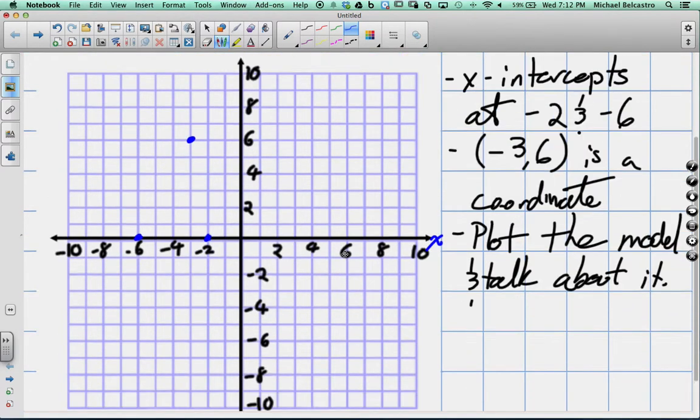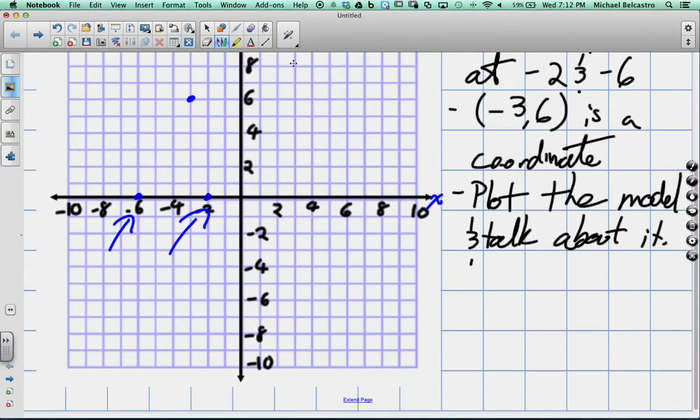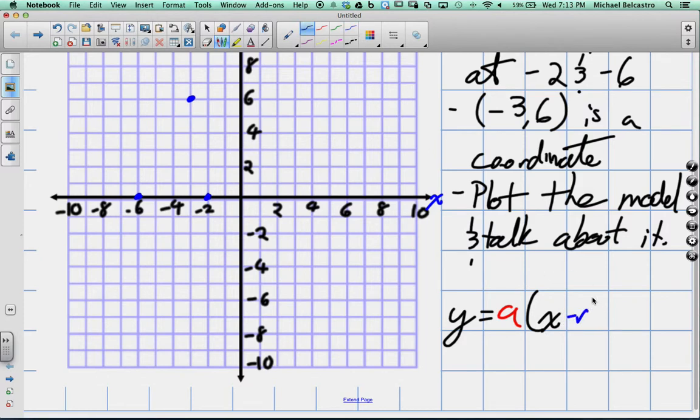In order to do that, we're going to work with the factored form, which deals with the x-intercepts of a quadratic. The factored form of a quadratic is written as y is equal to a, which decides how long and thin the parabola is going to be. It's called stretching and compression. Then x minus r, where r stands for one of the x-intercepts, and x minus s.